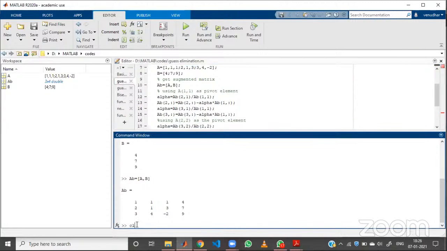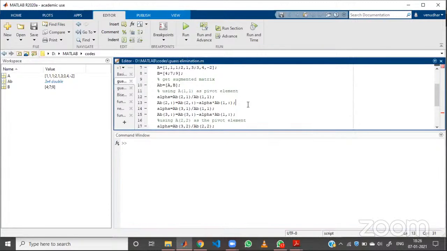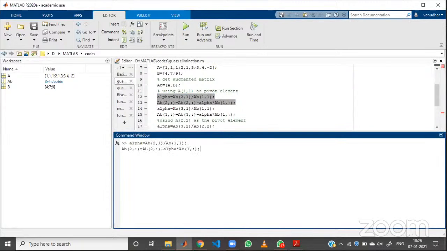So how do we do this? Here we can see A11 as the pivot element. We use A11 as the pivot element. Now, what will be the alpha value for the second row, so that we make the next row's element, A2,1, to be 0? So let me just copy and paste.